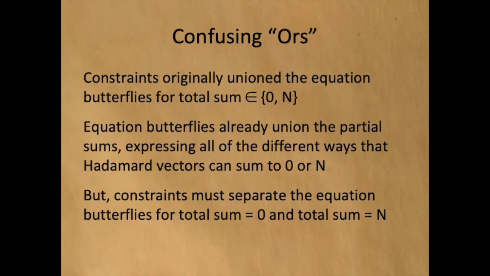To extend that bug, we confuse the meaning of ors within equation butterflies. We had thought that we could simply union the equation butterflies for the total sums of 0 and n. The butterflies already handled the ors of the partial sums. In other words, the butterflies already handled all of the different ways that Hadamard vectors could sum to the specific total of 0 or n. And we thought the equation butterflies could simply union the total sums for 0 and n. However, we eventually realized that each constraint must have a separate equation butterfly for when the total sum equals 0 and for when the total sum equals n.